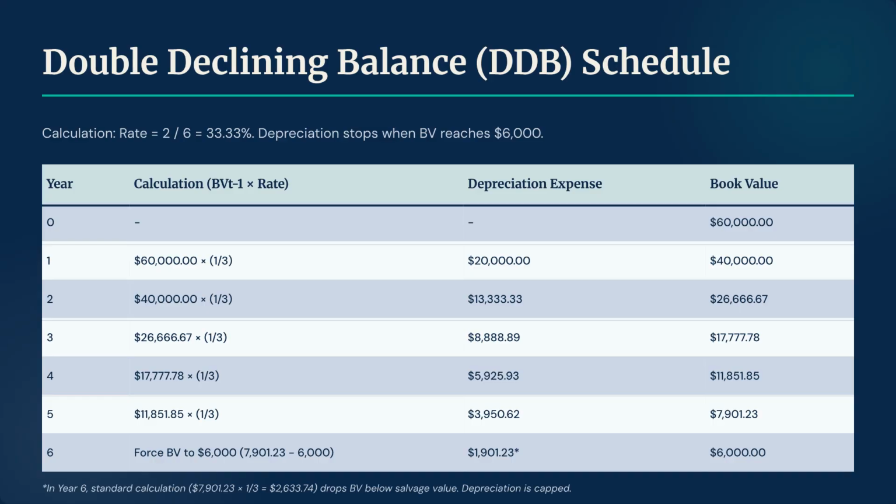For the DDB schedule, the rate is 2 over 6, or 33.33%. Notice how the depreciation expense is much higher in the initial years. In year 6, the standard calculation would drop the book value below the $6,000 salvage value, so the depreciation is capped to ensure the ending book value equals $6,000.